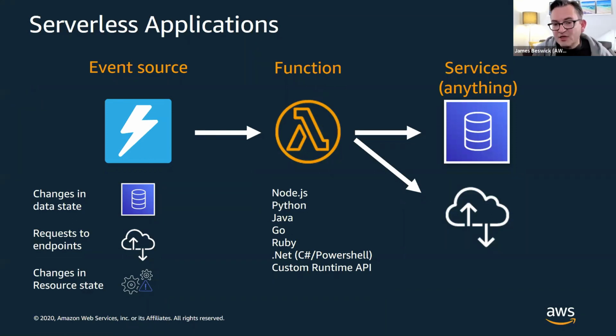And then Lambda itself can integrate with any service within AWS, but also beyond AWS. So if you wanted to talk to services like Stripe for payments, you could do that. Or if you wanted to work with Auth0 for authorization, you can do that too. There's nothing stopping a Lambda function talking to anything on the internet.